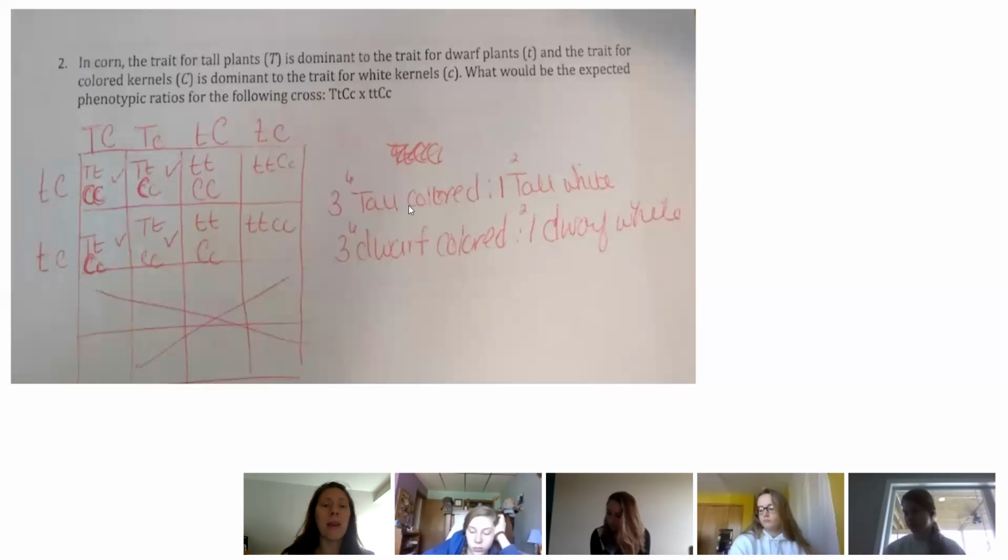And I went through and I did the count. And again, I wrote it like a ratio. So I've got the colons separating the phenotypes. So that's how you would write out the ratio for this.